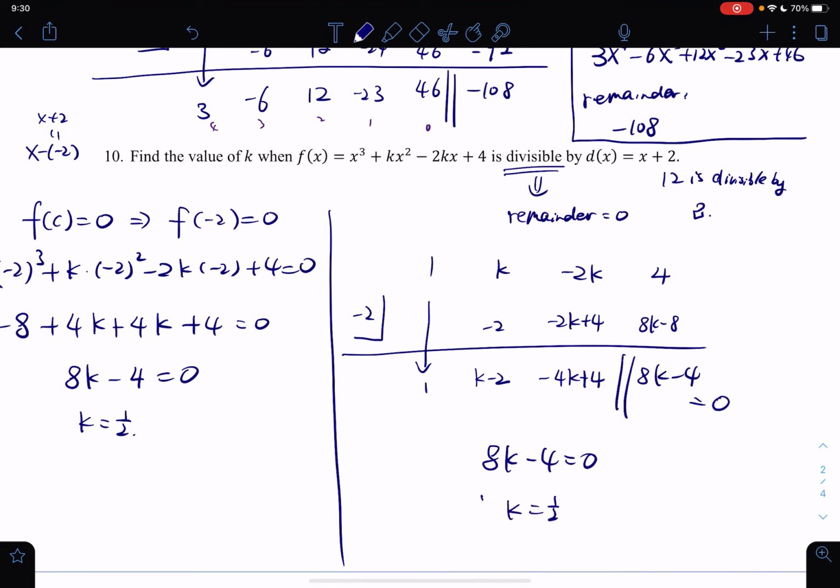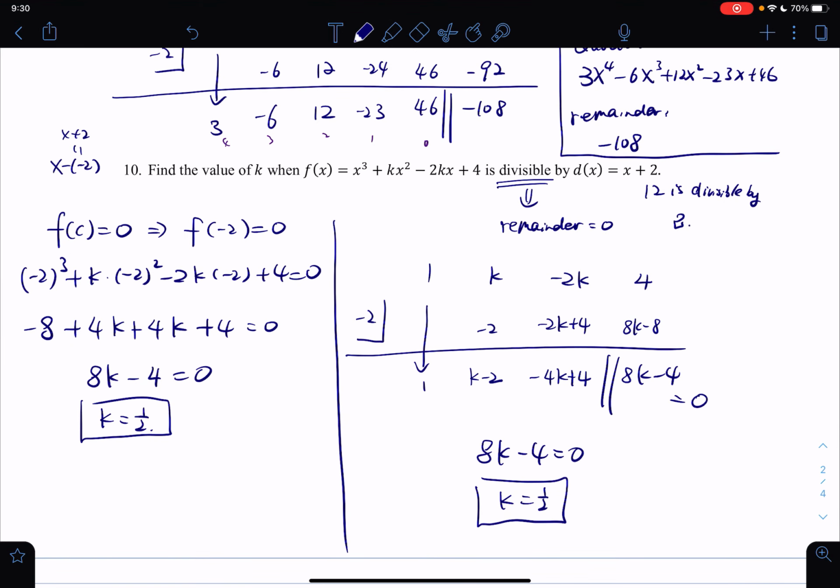Again, k is 1/2. So both ideas give you the exact same solution, either one works. Bottom line is you see this is divisible, which is related to remainder. So the only two things we know about remainder are synthetic division and the remainder theorem. So either one works.